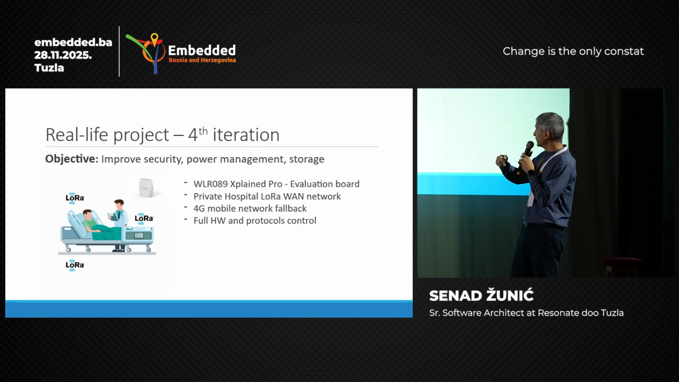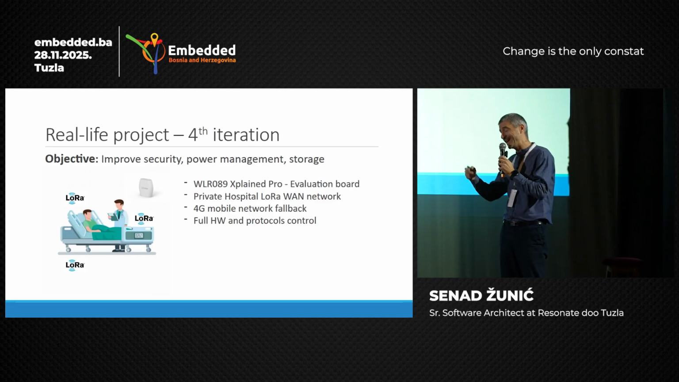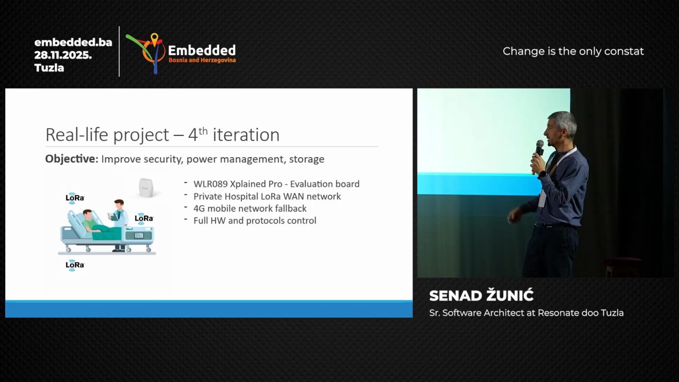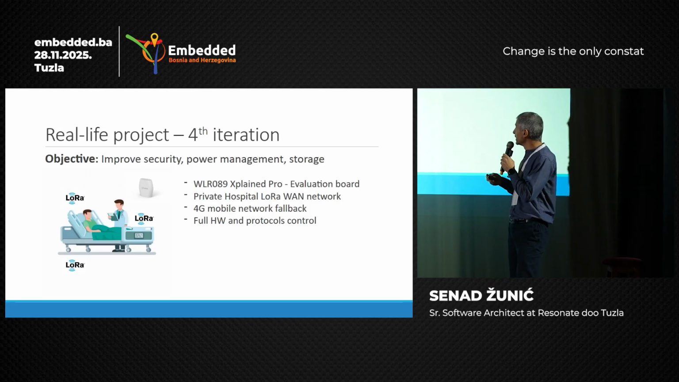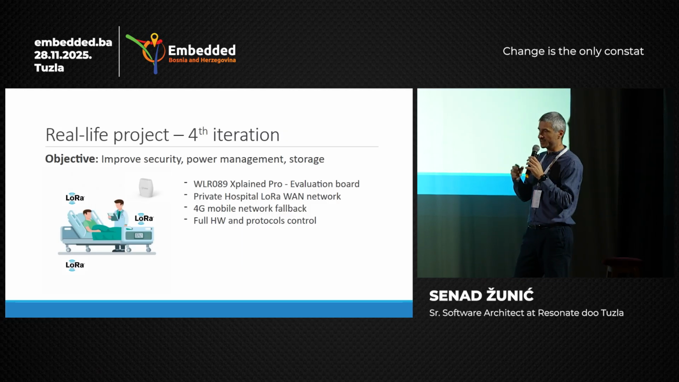So from the proof of concept and Arduino, you find a new LoRa chip from Microchip. It's a WLR089, a great evaluation board, and you start building on top of that. So you have a private hospital network. You now have a fallback, the gateways can be very smart: if you lose the internet, it has 4G. Your full hardware and protocol is under control. And that was about that.